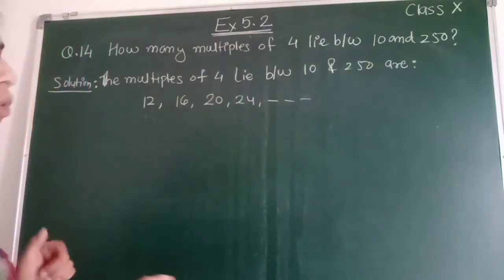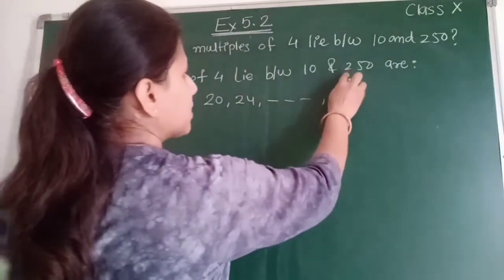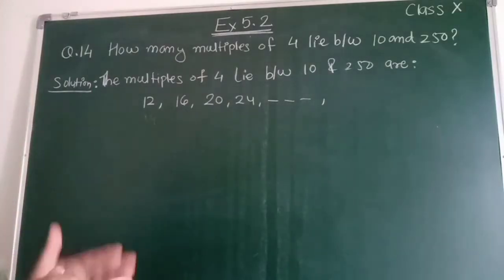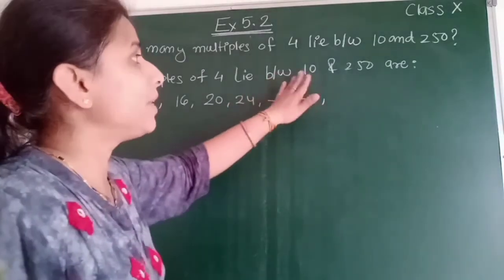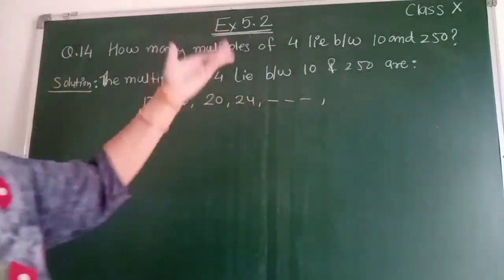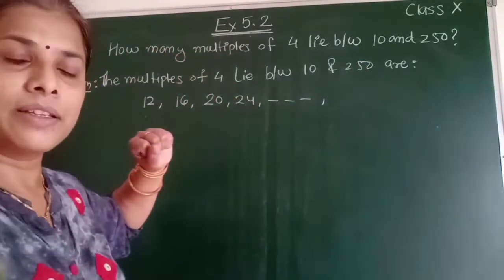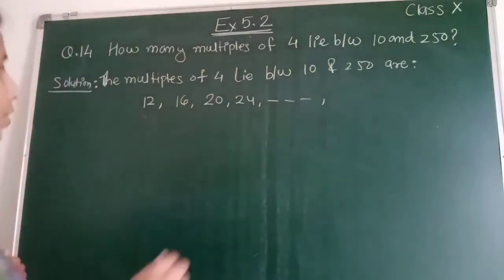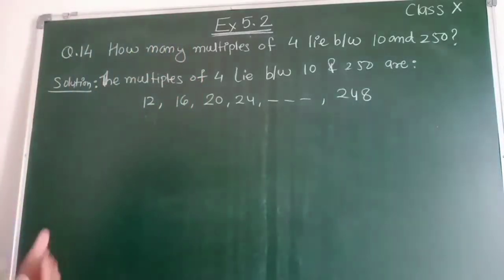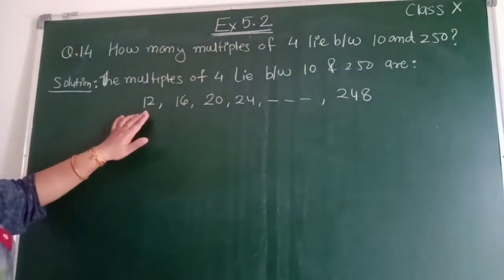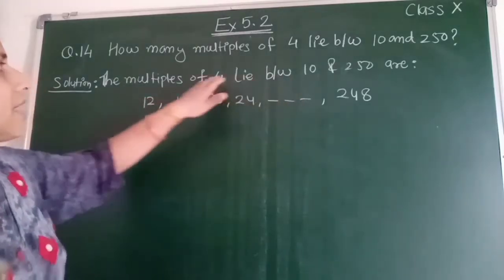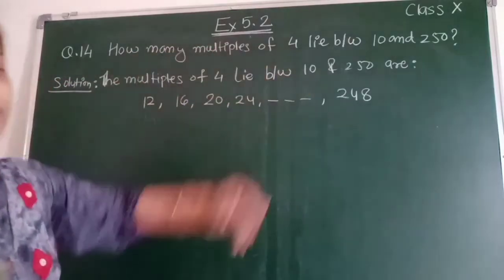Student, what will be the last term? Because your last number is 250. Before this we have to find that the number lies between, which means the number should be less than 250. So less than 250, which number is the multiple of 4? Yes, 248. So our last term will be 248. First term is 12, common difference is 4 because all the numbers are multiples of 4, and the last term will be 248.